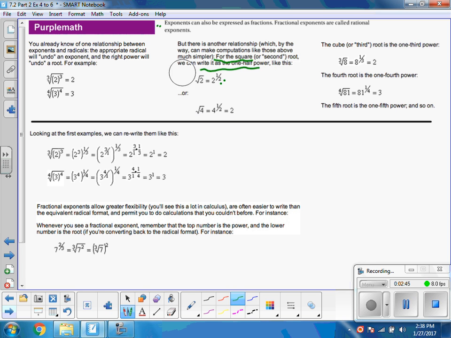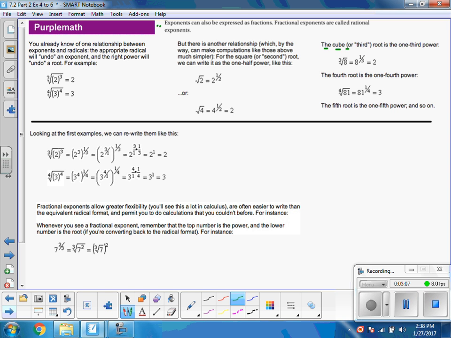So let's look at some more examples of that. The square root of 63 is actually 63 to the half power. The square root of 19 is 19 to the half power. Those are all equivalent and different ways to write it.